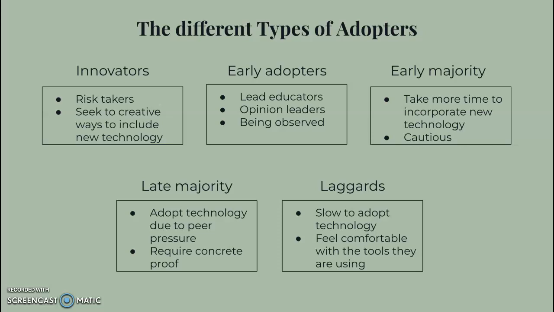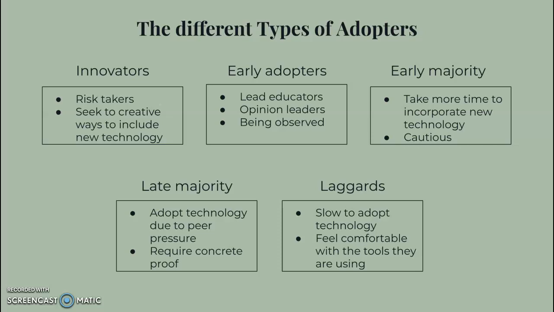Innovators are the ones who initially adopt the new technology since they are risk takers. They represent a small amount of the system and are characterized by being an energetic group that seeks creative ways to integrate new technologies. Curtis 2020. Early adopters. These types of adopters are lead educators who enjoy the respect of other teachers and are often observed by others to see what technology they choose as well as how successful they are at using the new technology. They serve as the opinion leaders.